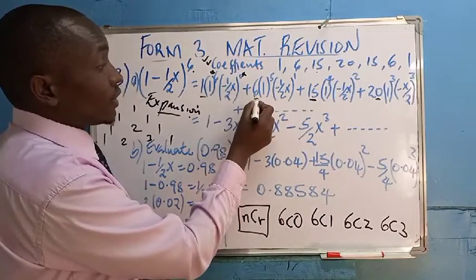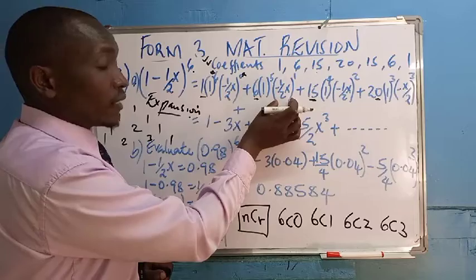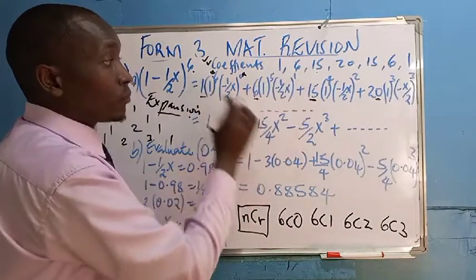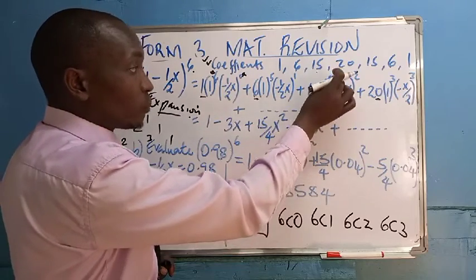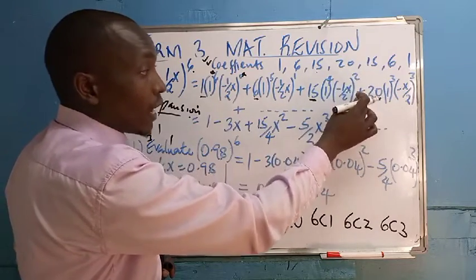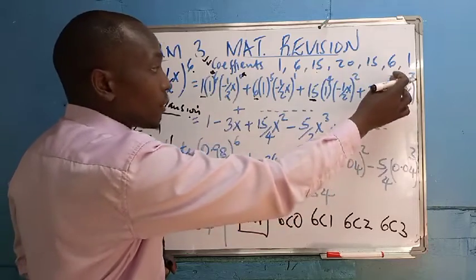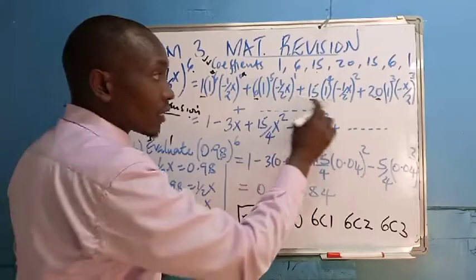So the coefficient is here. The first, 1 raised to power 5, then negative a half x raised to power 1. Of course, the sum must add up to 6. Then I have my coefficient 15, the third one, 1 raised to power 4, then negative a half x raised to power 2, plus 20, the next coefficient, yes, 1 raised to power 3, negative a half x raised to power 3, okay, plus the story continues.